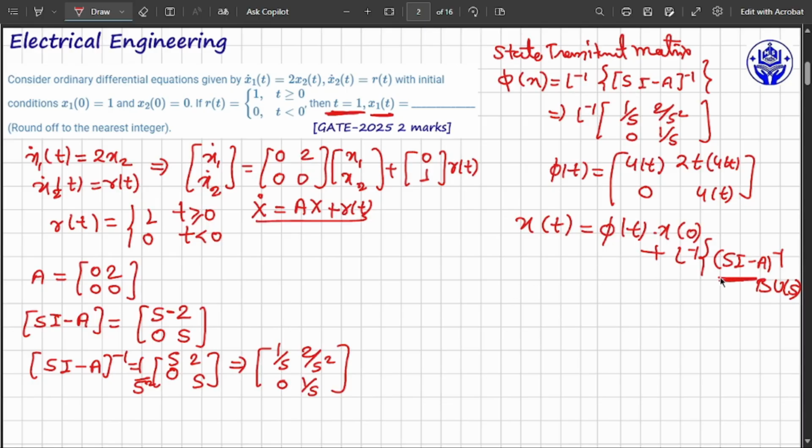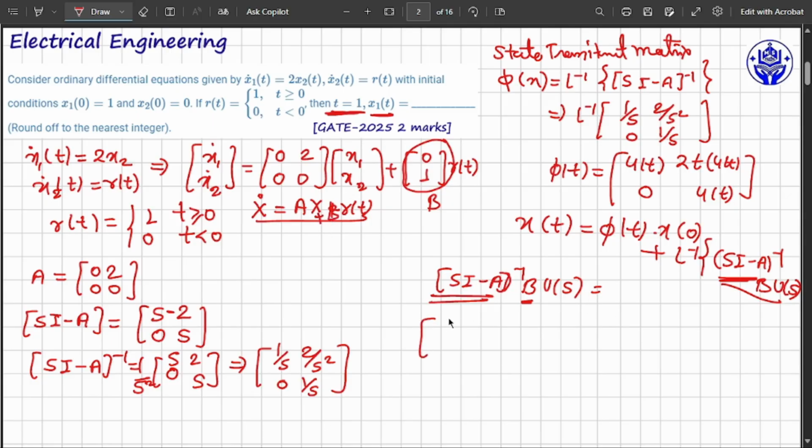Now here you are going to find this matrix. This is (sI minus A) whole inverse, and this is nothing but B u of s. So this is the known matrix. What is B? B is the vector, that is 0 1. This is B.